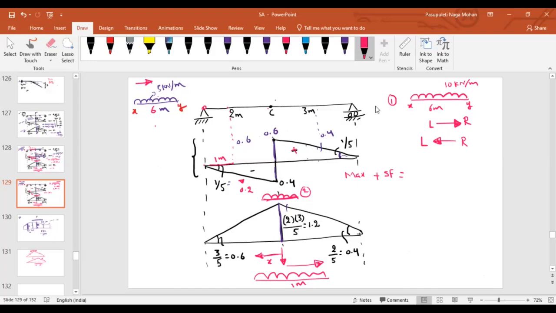For this, let us say this is the first case, and this is the second case. Same example. For getting maximum positive shear force, in the first case, where should I place my load? In the second case, where should I place my load?